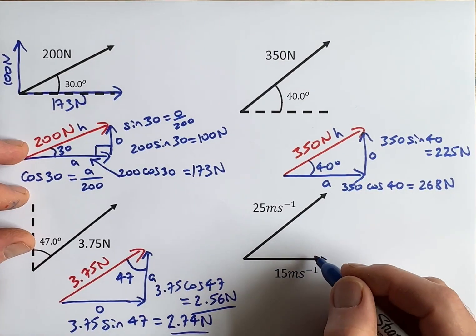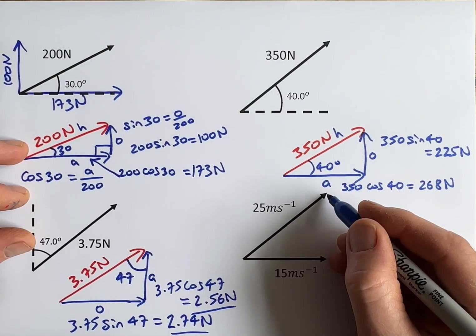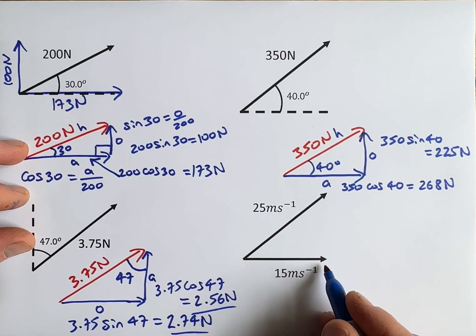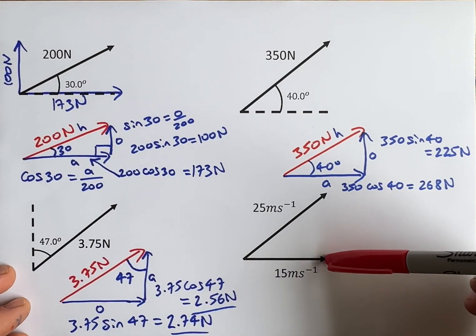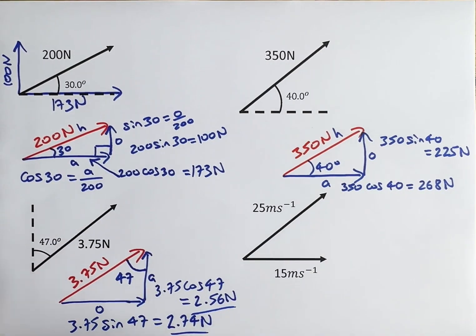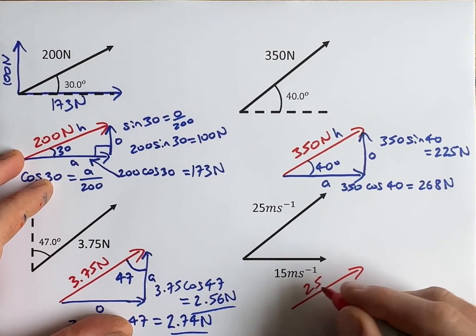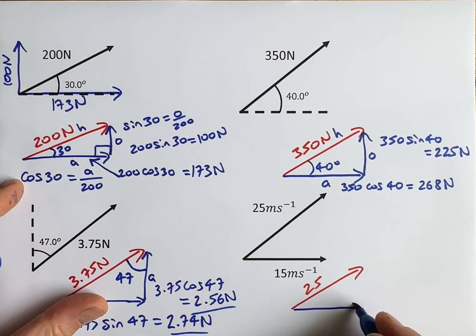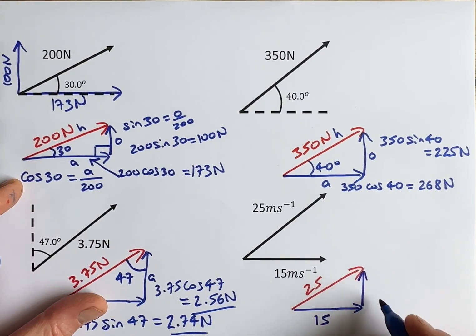Right, this final one, we've got this vector here of 25 meters per second, so it's a velocity, and we know the horizontal component of that vector is 15 meters per second. And what we're trying to work out now is, what is the vertical component of this vector? So we've got 25, and we know that this one is 15, and we're trying to work out what is this one here.